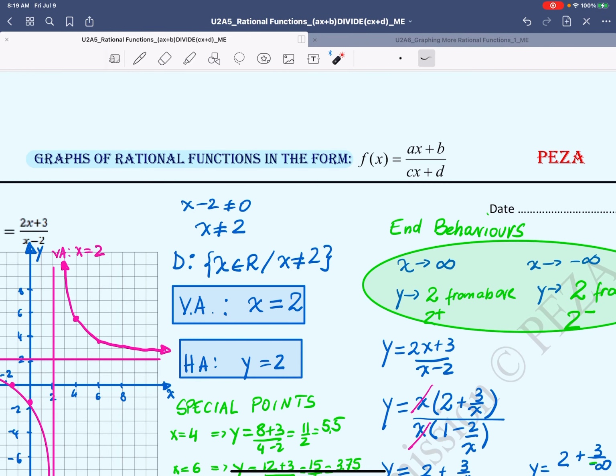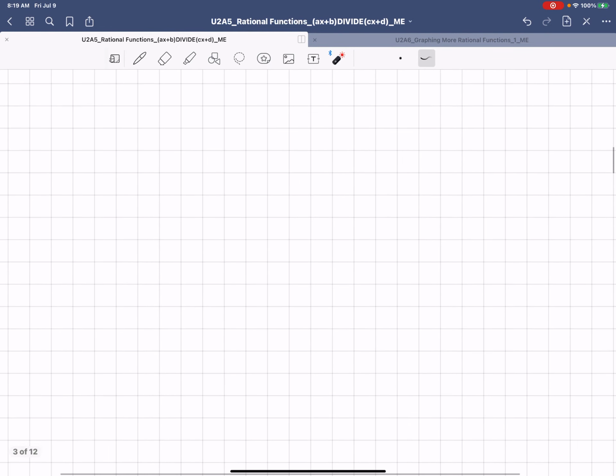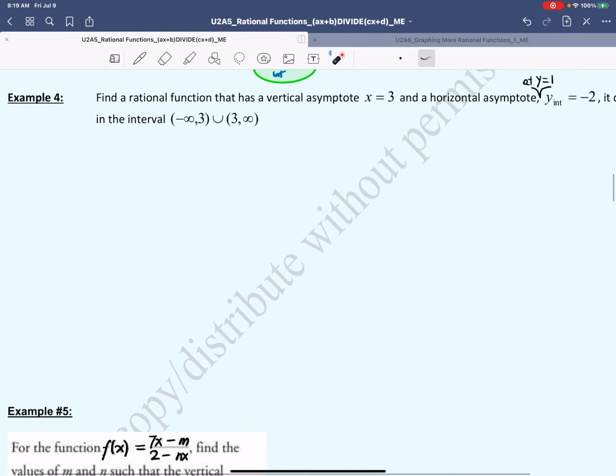Hello and welcome back to graphs of rational functions in the form f of x equals ax plus b over cx plus d, or linear over linear. And this is part 2, where we're going to look at some thinking questions. As examples, I brought 2 questions, examples 4 and 5. Let's get started with example 4.